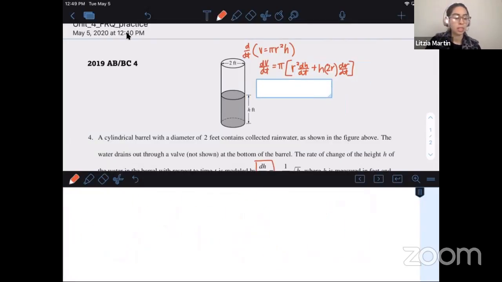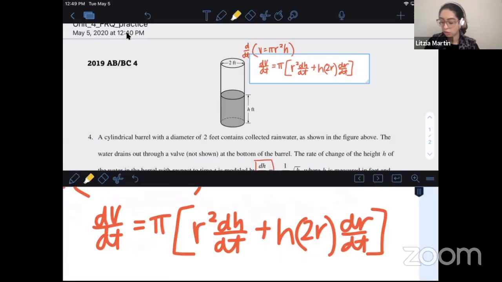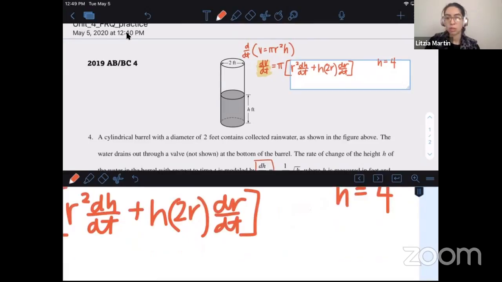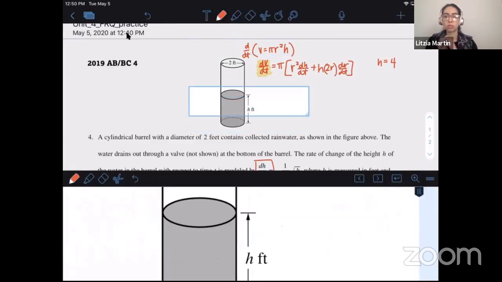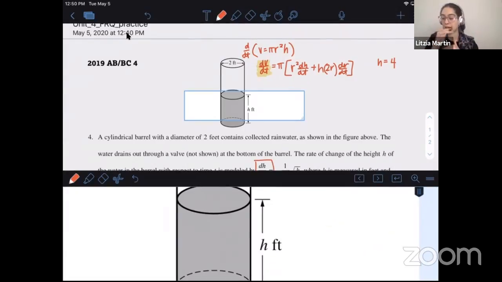Now, at this point, we need to solve for this dv over dt, and we know that we want this to be when h is equal to 4. And if we think about it, this barrel is never going to grow in terms of the radius, right? It's going to remain the same. The only thing that's changing is the height.